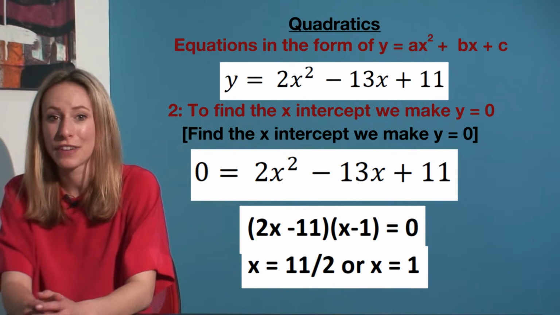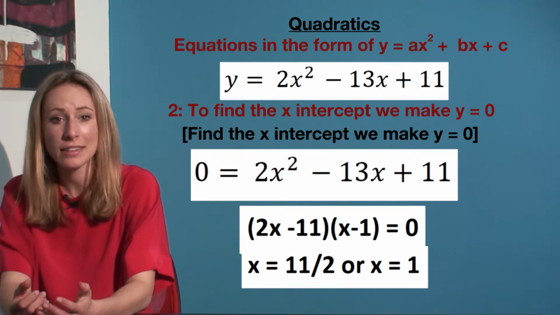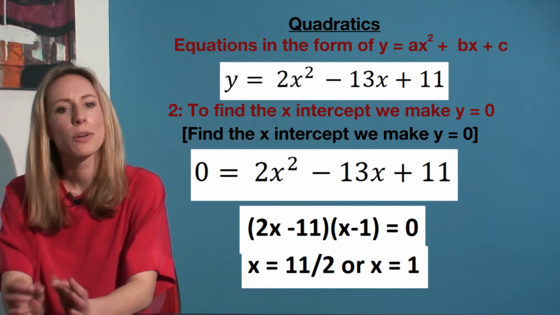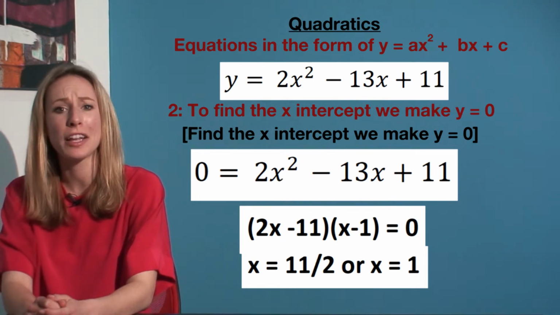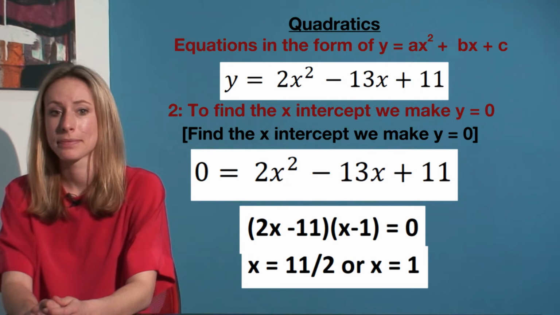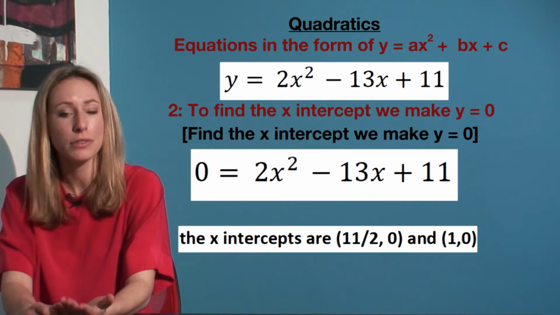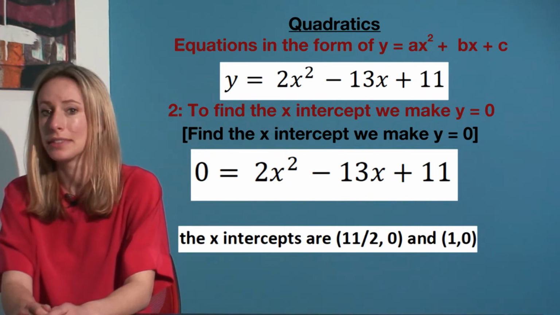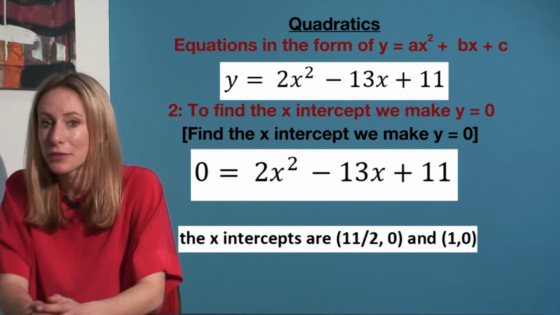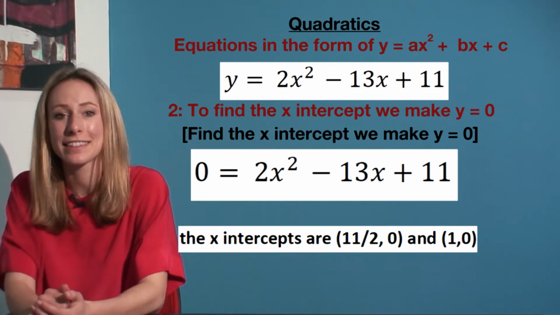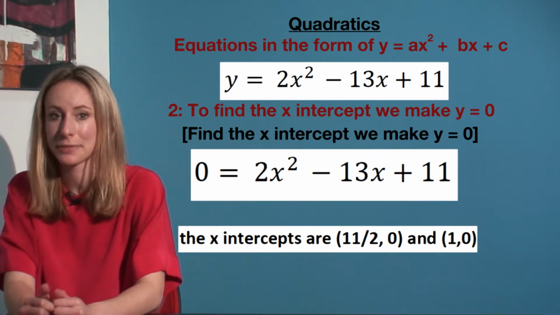So, after using the null factor law to solve, we end up with x is equal to 11 over 2, or x equals 1. Once you have your x-intercepts, make sure you write them down as coordinate points. In this case, the coordinates of the x-intercepts are (11/2, 0) and (1, 0). Remember that some graphs will not have x-intercepts. This happens when the graph is entirely above the x-axis or entirely below it.